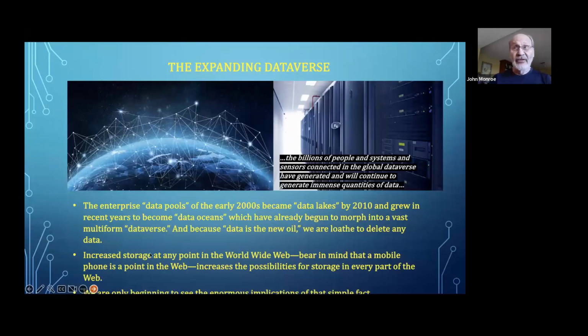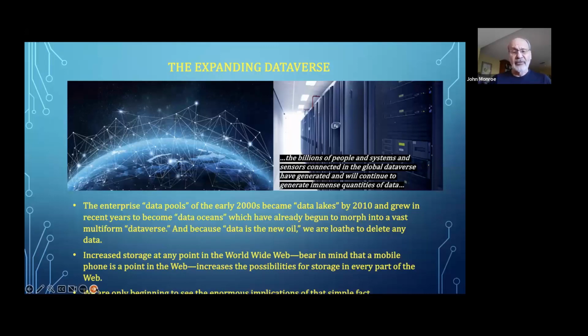So one thing that is obvious as to why this thing is growing at the rate that it is: we have billions and billions of people and systems and sensors connected in a global network, creating this global dataverse. And they have generated and will continue to generate immense quantities of data. So the data lakes that we were talking about in 2010 were actually data pools at the turn of the century. They became data oceans in recent years, and now it's a huge multi-million-fold dataverse.